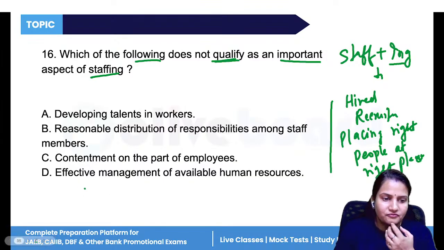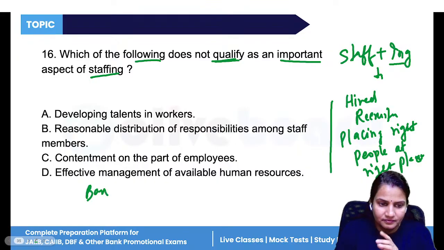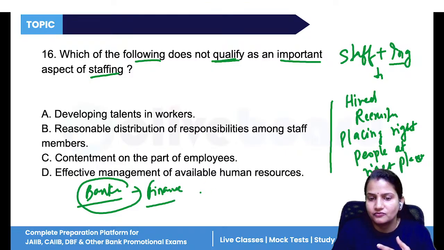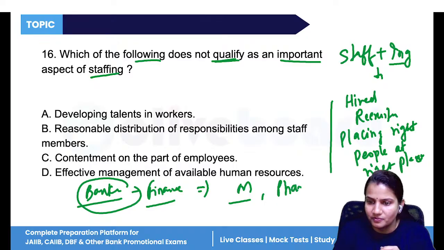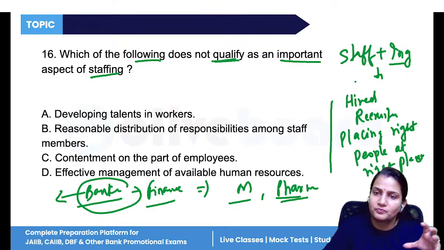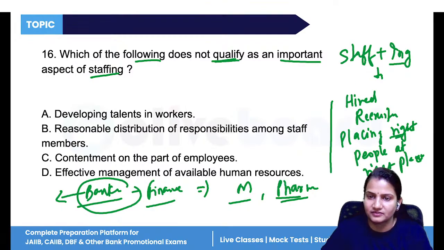Like if you are a good banker, you can handle finance well. If I give you a marketing job or a pharma job, can you do it well? No, you cannot. Why? Because you have specialization in this field. So staffing says that we have to put the right people at the right place so that they can work effectively and efficiently. No worry, that is why we are here, to remove your confusion.